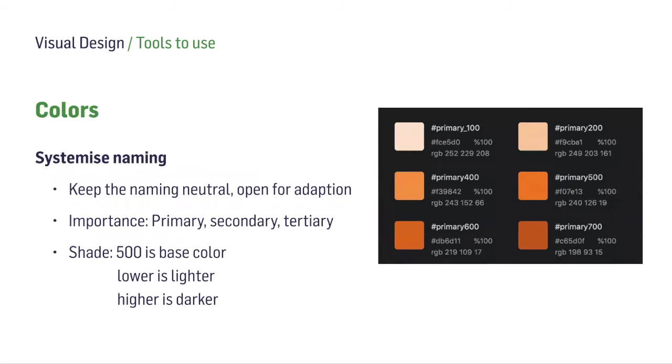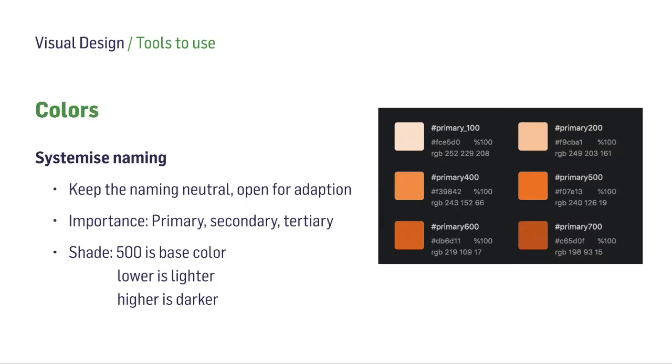For instance, for colors, it's very important that you have a systemized color system. And naming is one of the key elements in that. What you could do, and what we do, for instance, is we name our elements according to their importance. So, for instance, we have the primary color, which is used throughout. We have a secondary color, which is used a bit less. And we have a tertiary color, which is used even less.